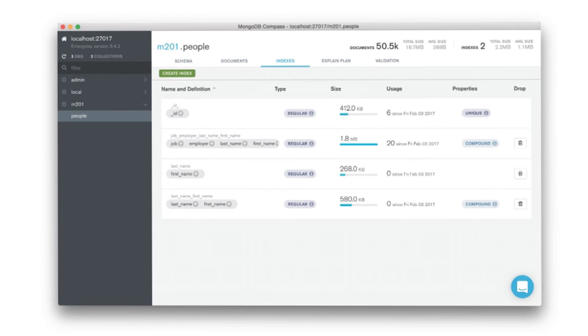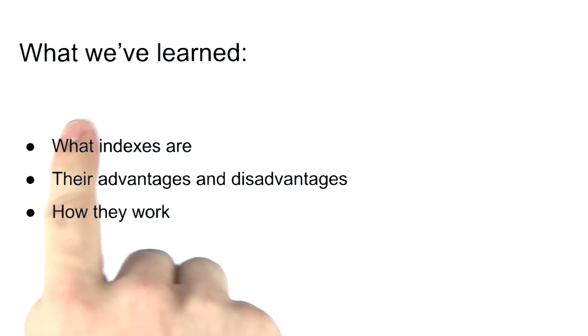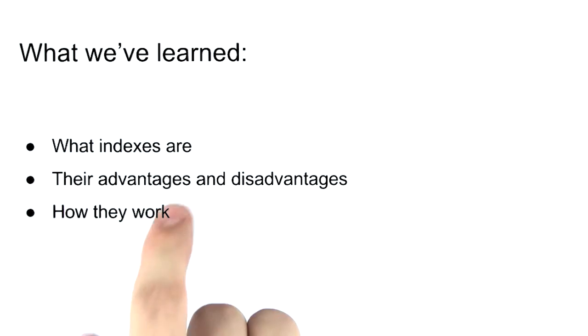We don't want to have too many unnecessary indexes in a collection, because there would then be an unnecessary loss in insert, update, and delete performance. You should now have a good idea of what indexes are, their pros and cons, and how they work.